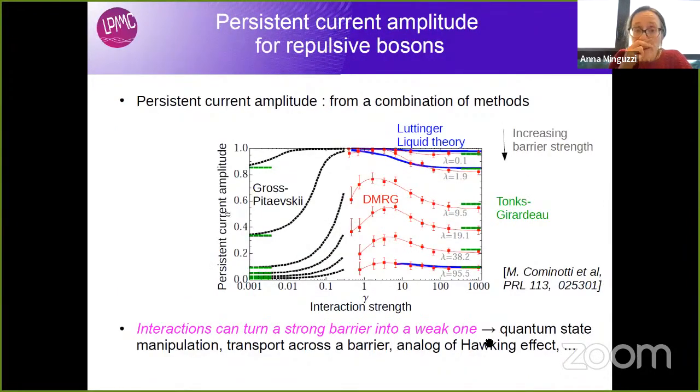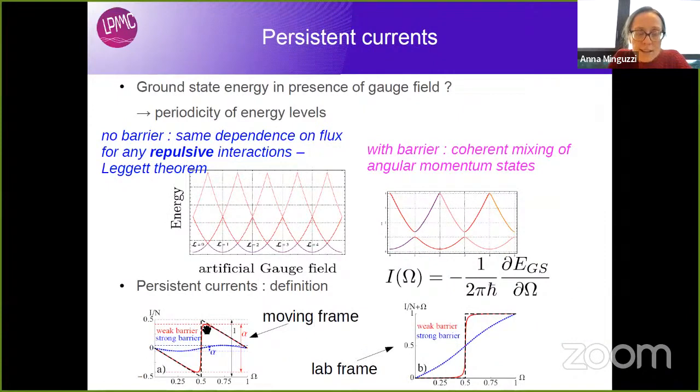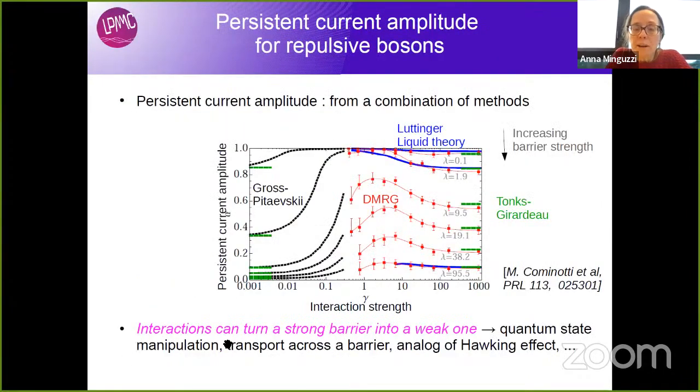So in particular, for repulsive bosons, we have studied the effect on the amplitude of the persistent currents, that is, going back to the previous slide, the difference between the maximum and the minimum of this persistent current in the moving frame. And a combination of several techniques has given a very rich panorama, in particular showing that this persistent current amplitude is non-monotonous. There is a weakly interacting regime where interaction screens the barrier, and then the persistent current amplitude increases. And then there is a quantum regime where this amplitude decreases again because the quantum fluctuations can renormalize the barrier strength.